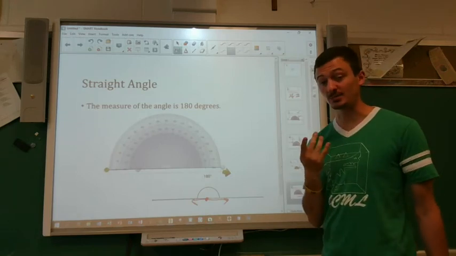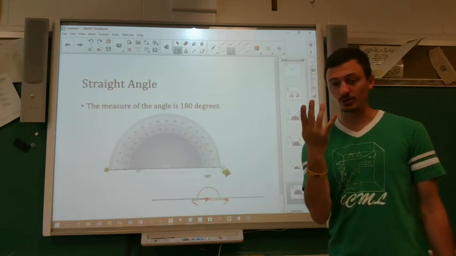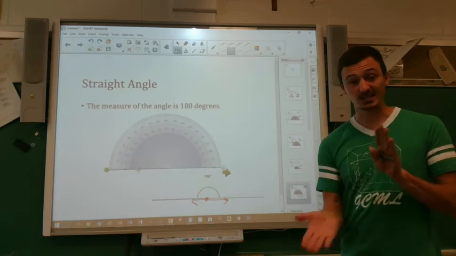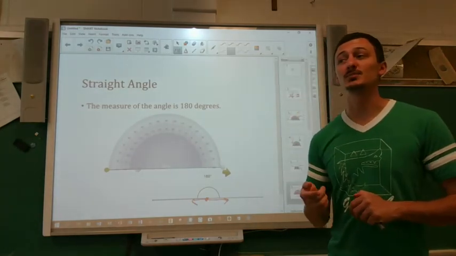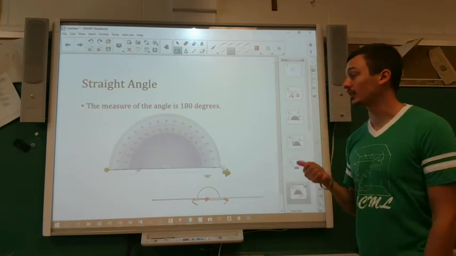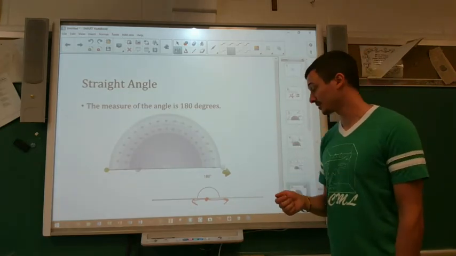So that's four types of angles: acute, right, obtuse, and straight. Acute is less than 90 degrees. A right is 90 degrees. An obtuse is between 90 and 180. And a straight angle is exactly 180 degrees.